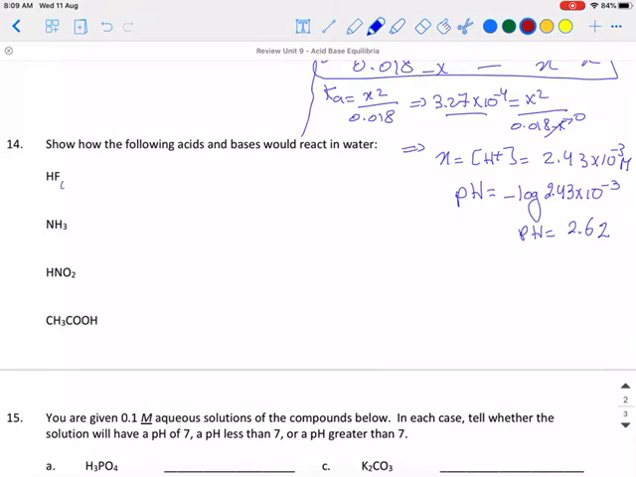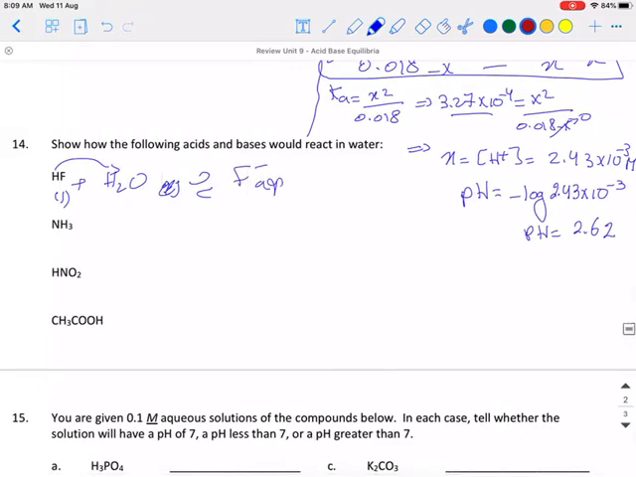Show how the following acids and bases would react in water. So if I add HF liquid to H2O liquid, according to Bronsted-Lowry, HF is the acid, so H plus will migrate from HF to water, so I am left with F minus and H3O plus aqueous.